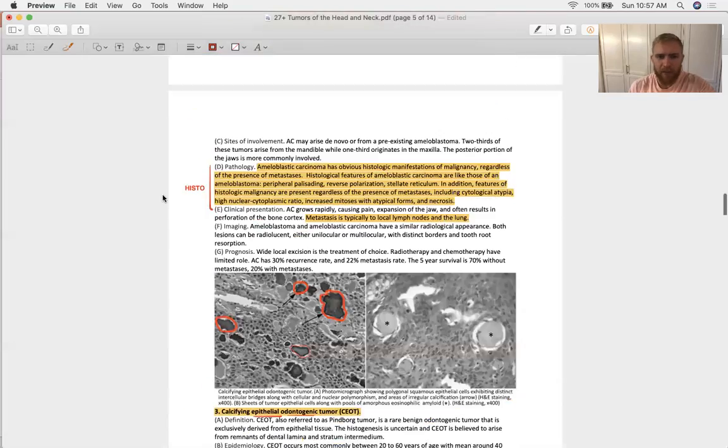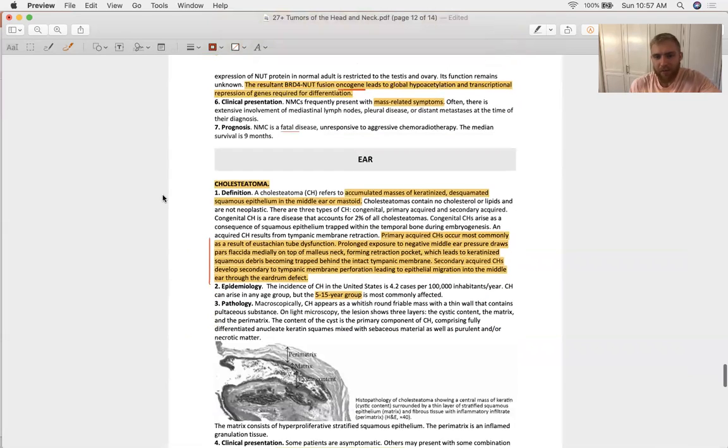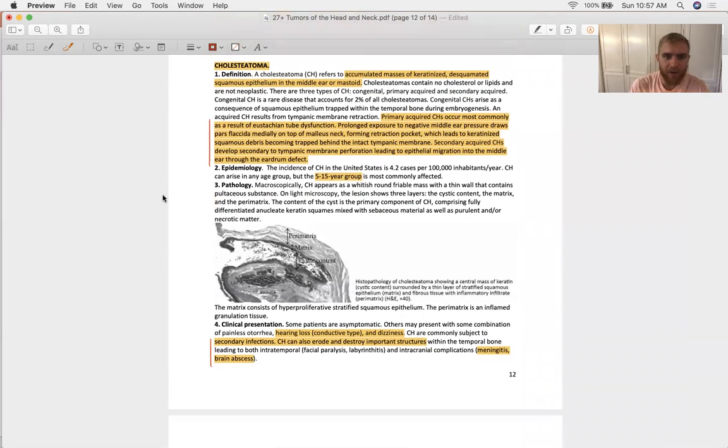And if we get asked about a cholesteatoma, man, they better not, because it's the only thing in this text that has anything to do with the ear.